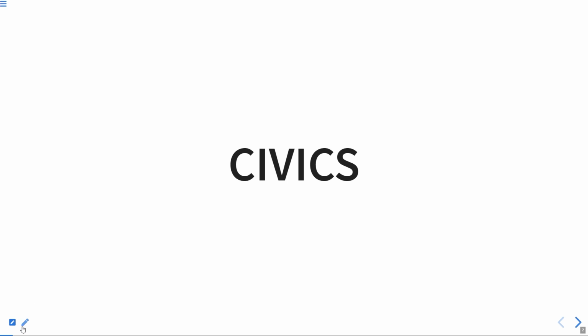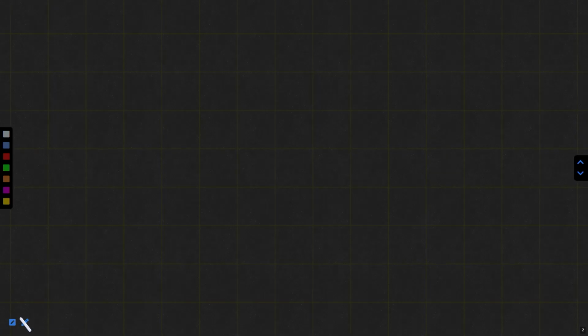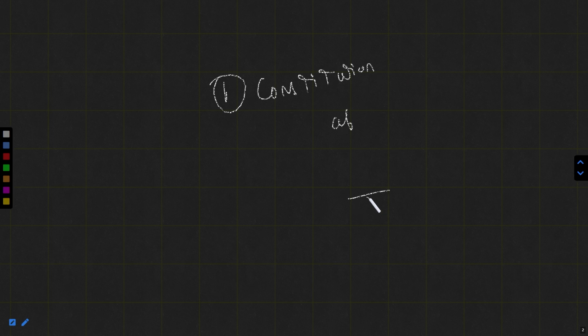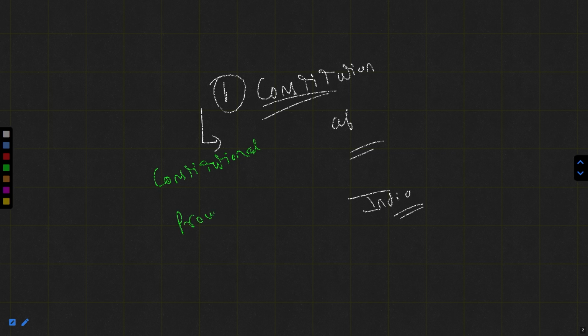In this lecture, we are going to discuss the Constitution of India. If you remember, when we were discussing the central government organs, in that provision we had come to know about the constitutional provisions.